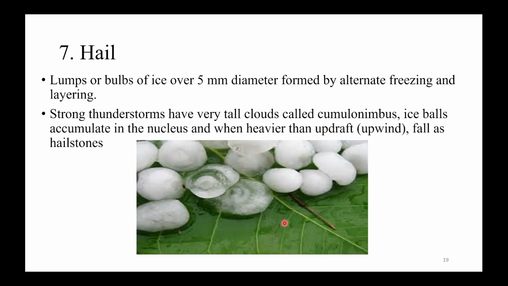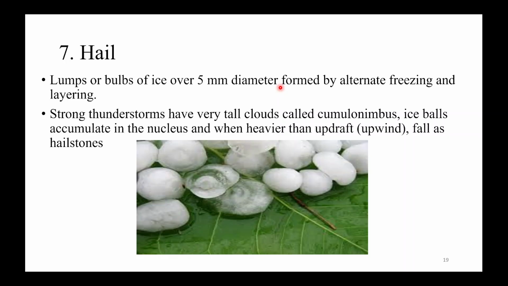Okay. The last type of precipitation which I want to discuss is hail. Now, hail is frozen raindrops, to tell you easily. Hail is lumps or balls of ice which are over 5 mm diameter and formed by alternate freezing and layering. Now again, as we know, vapors are rising and rising. They are changing form to solid state by deposition. Lumps or balls of ice are formed, and the size is very large, much larger than snow, that is 5 mm diameter. And alternate freezing and layering.